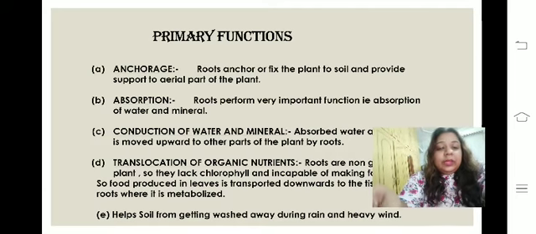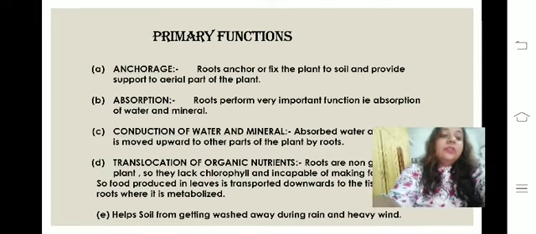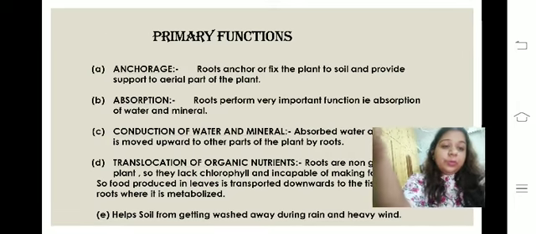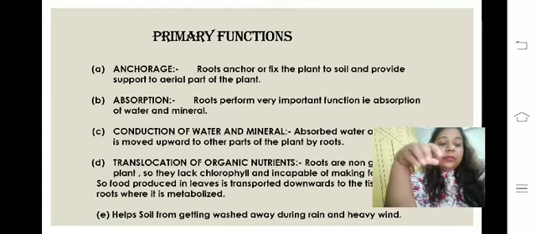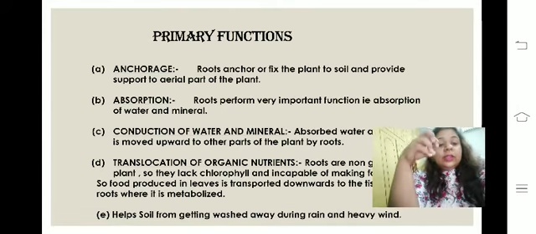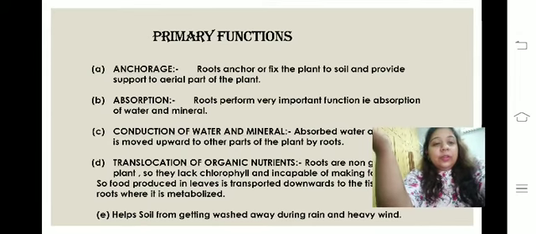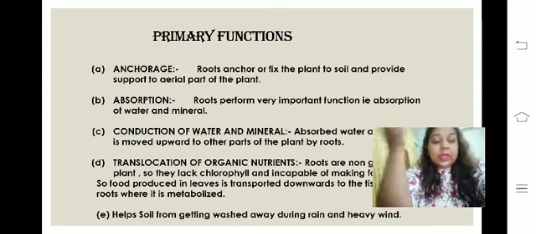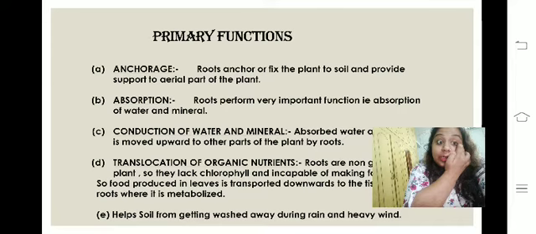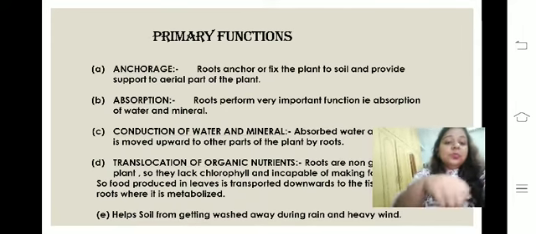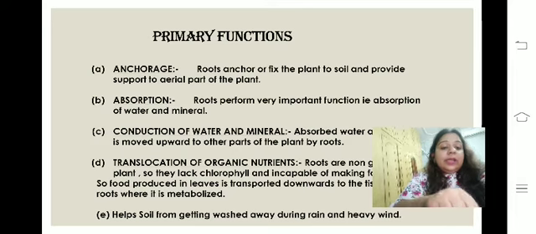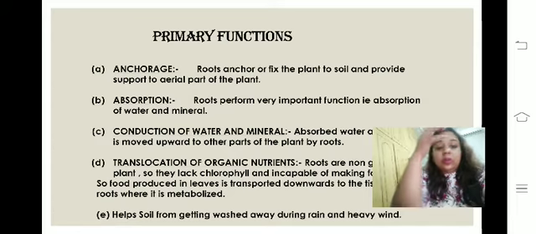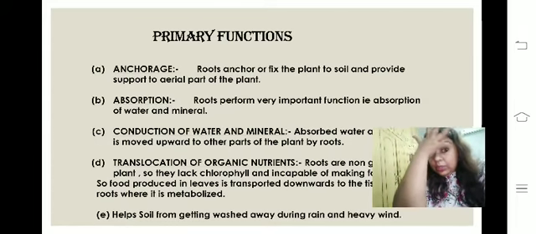The second function is absorption. That is the second main function, because if it does not absorb the water and mineral that is present in the soil, the rest of the functions of the other parts of the plant cannot be done, that is making food by the process of photosynthesis, which cannot be completed unless water is provided. So water is provided by the absorption that is done by the roots. So this second function of the root is to absorb all the minerals and water from the soil.